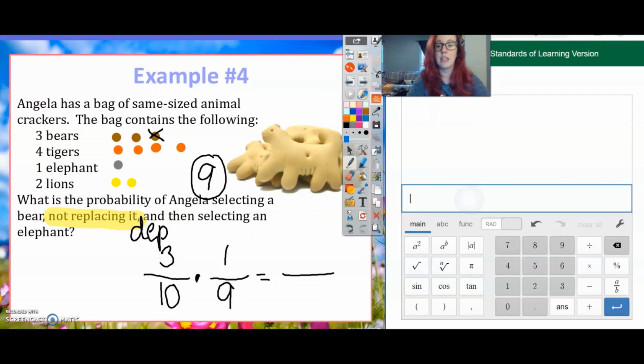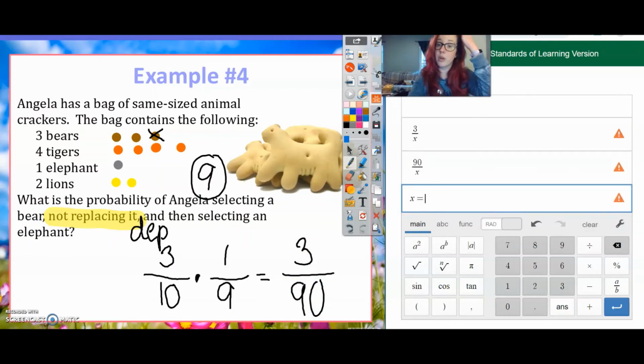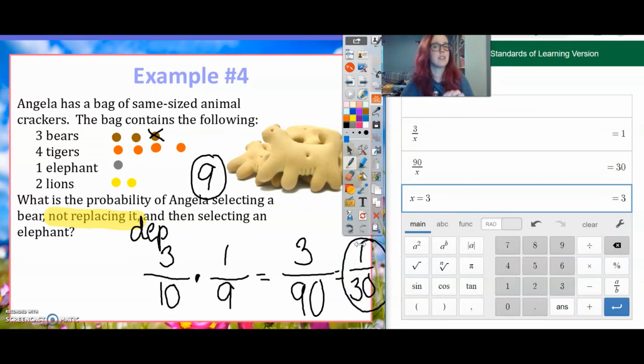Okay, let's come over here and let's multiply some stuff. We get 3 over 90. Let's try simplifying that. Try 3 first. And it works. Awesome. So the chance of this happening is 1 out of 30. A very small chance that this exact scenario would ever happen.